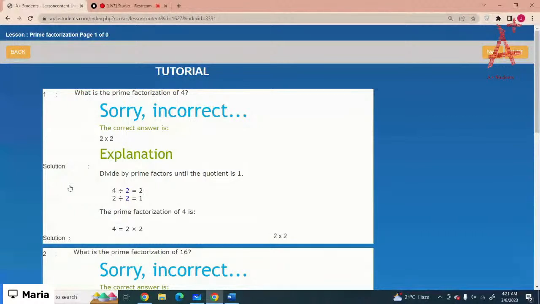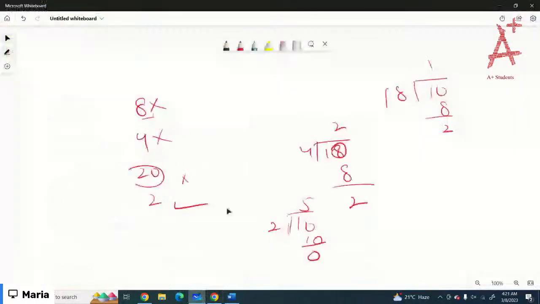We have to divide the given number by the smallest prime number again and again until we get the answer 1. Sorry, not even. Okay, 4. You have to divide 4 by the smallest prime number. 4 can be divided by the smallest prime number 2. Got it? So 4 divided by 2 is 2.